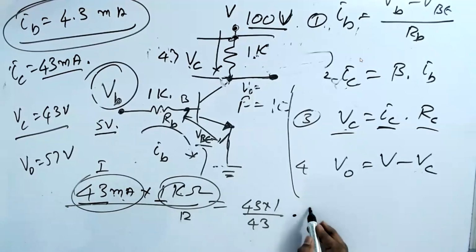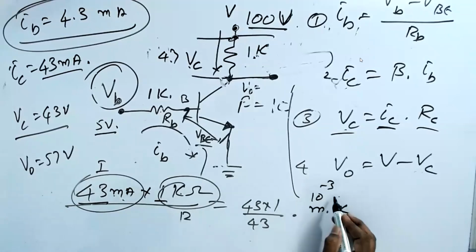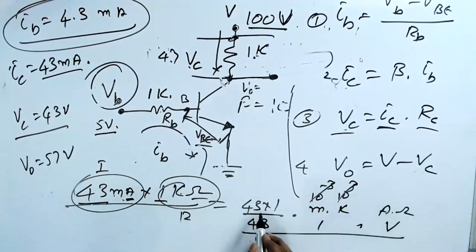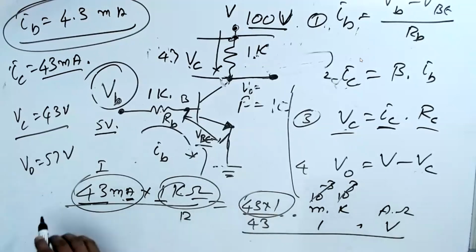M into K. This is 10 power minus 3, into K, 10 power 3. Gone. 1. And next one is ampere into ohm. A into ohm is equal to V. That's why it's called volts. It came 4.3 volts. Okay, that's the way.